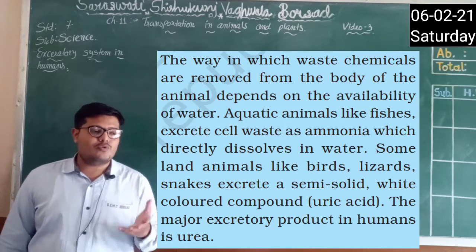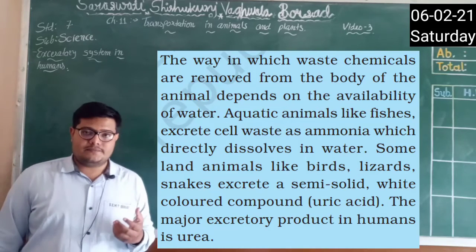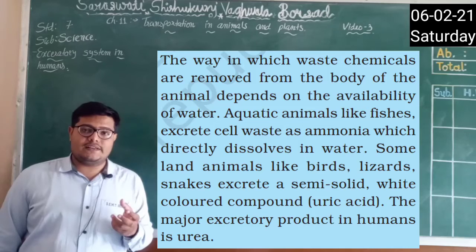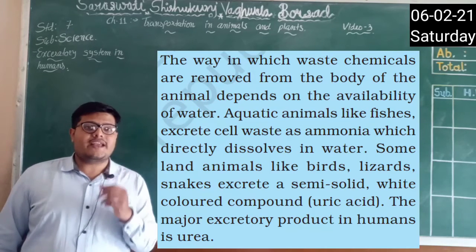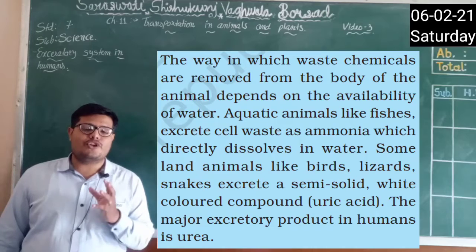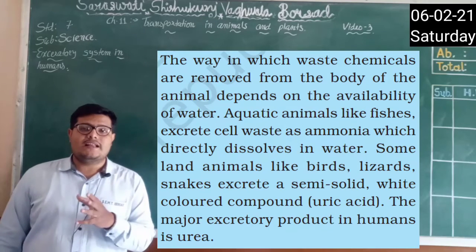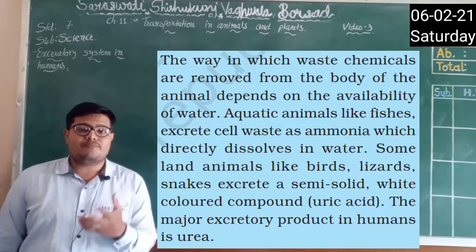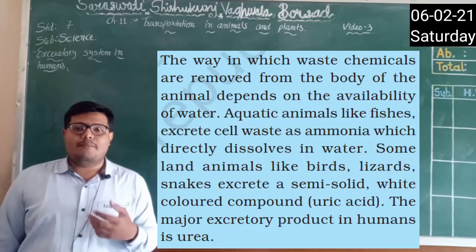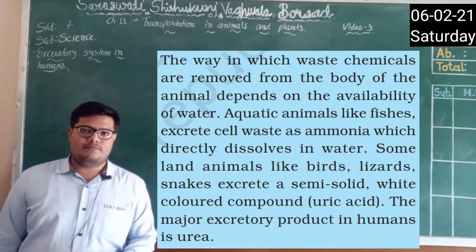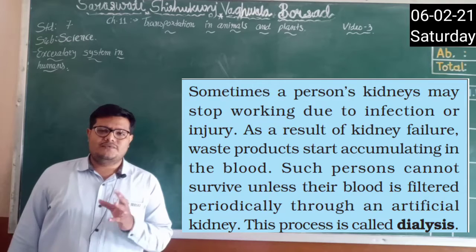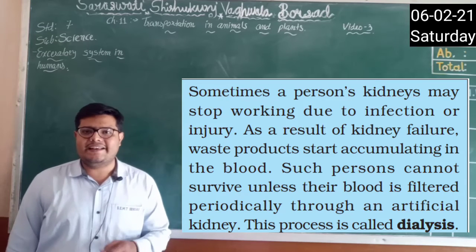When we talk about most of the birds, they throw out a semi-solid like substance that is made up of uric acid, right? And when you talk about human beings, most of the waste which gets produced in our body is ammonia. So we throw out most of the ammonia outside of our body. So what is the importance of this filter, and especially the kidneys, right?